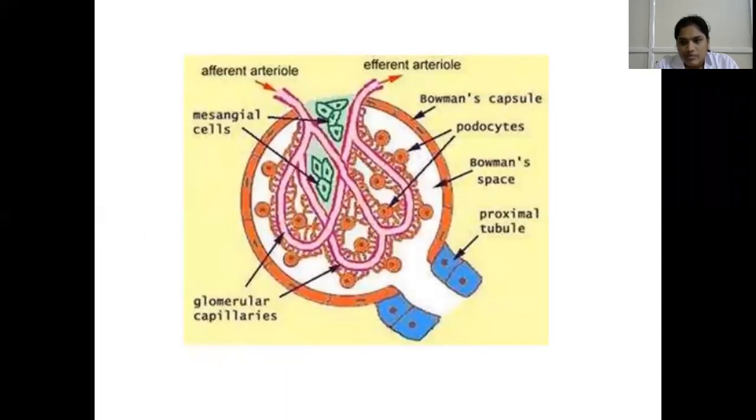So this is a normal glomerulus image. This is the efferent arteriole, Bowman's capsule, podocytes, Bowman's space, the proximal tubule, and the glomerular capillaries. Mesangial cells are also seen. You can see the mesangial cells, which are in green color here. The surrounding mesangial matrix is also present.